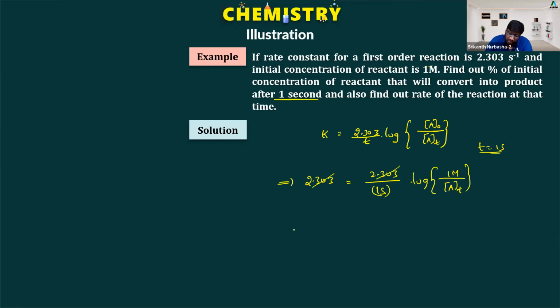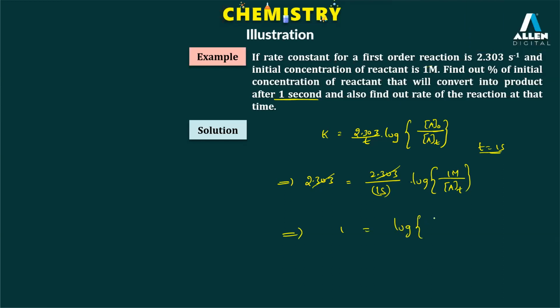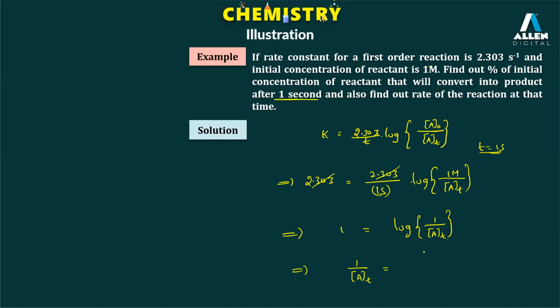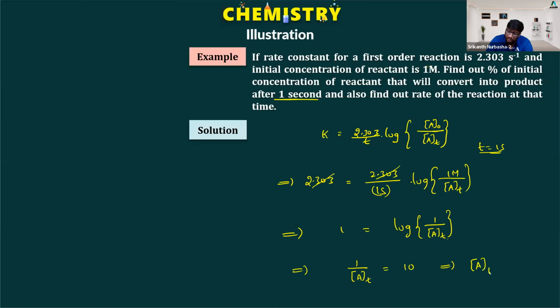So 2.303 gets cancelled out. You get 1 is equal to logarithm of 1 by concentration of A at time T. So can I say 1 is equal to log X? So log X is equal to 1 means X is equal to 10 because log 10 is 1. So 1 by concentration of A at time T is 10. So from here I can write concentration of A at time T is 1 by 10.